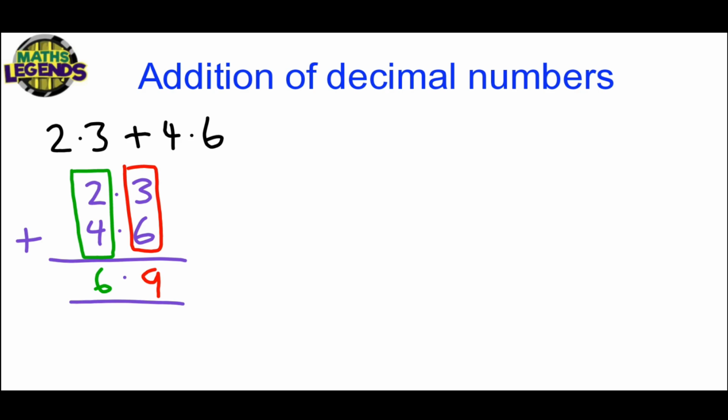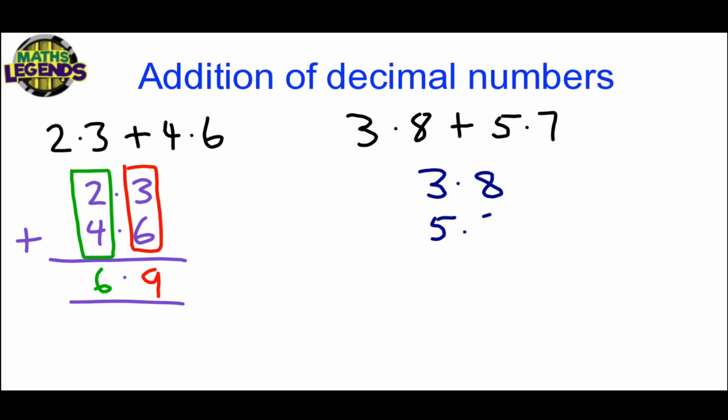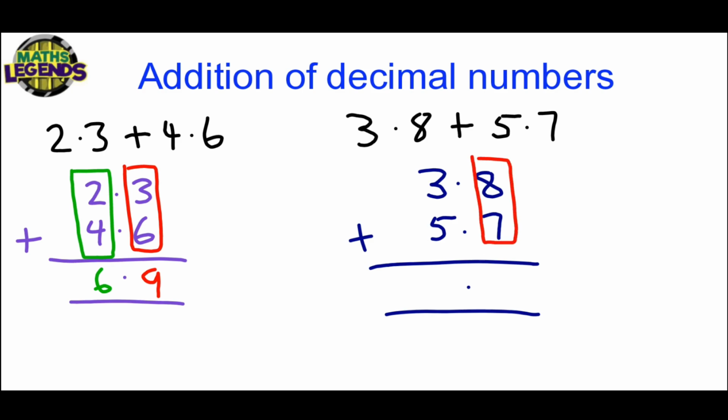Let's look at another example. 3.8 plus 5.7. So again, we write this in a column method. 3.8, 5.7. The plus sign on the left. We place the decimal point in the same column, and then we add the numbers. So starting with the right hand side column, 8 add 7 is 15. We place the 5. We place a 1 on the next line. We move to the next column. 3 add 5 plus 1 is 9. So the answer here is 9.5.